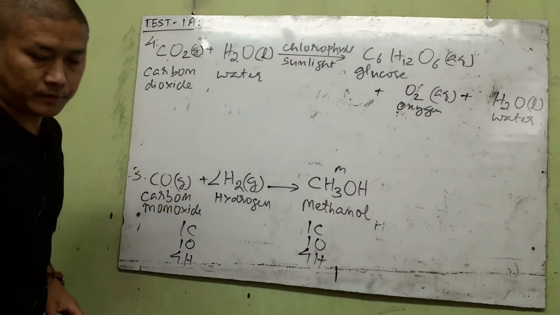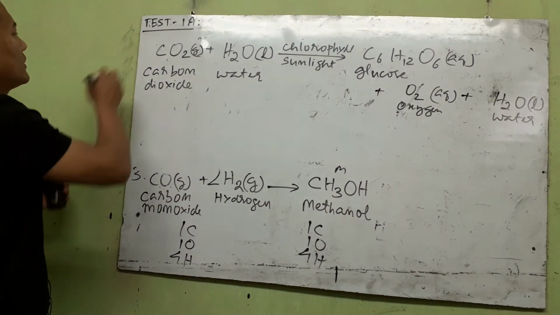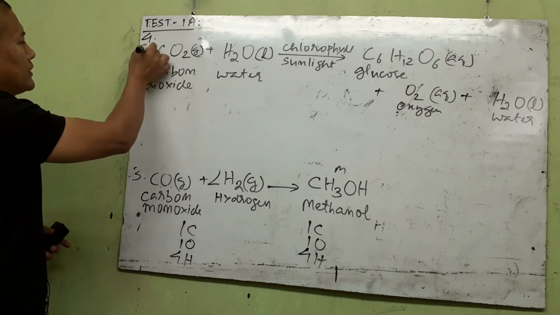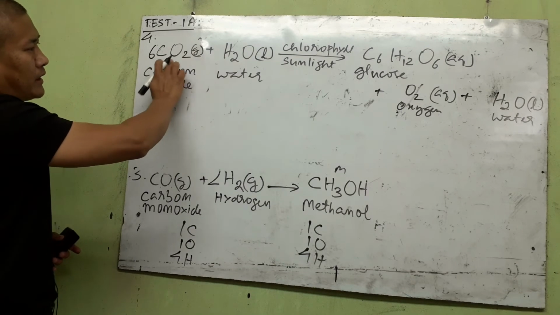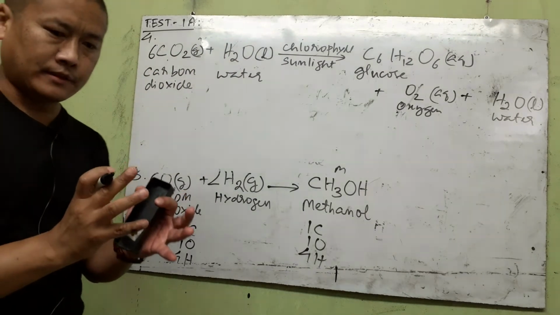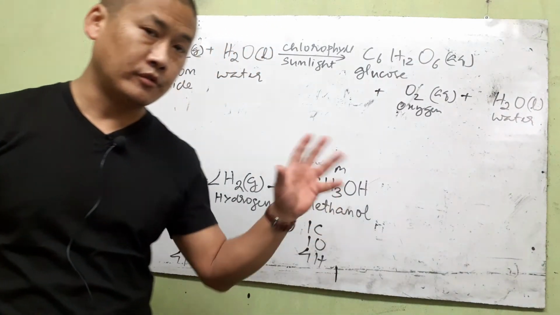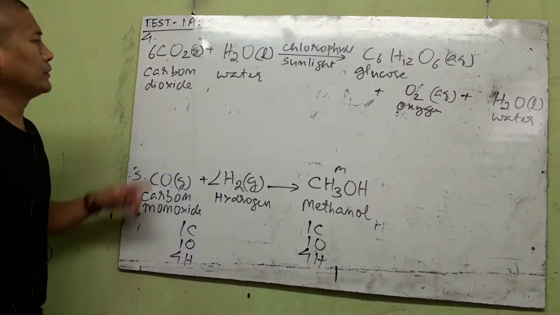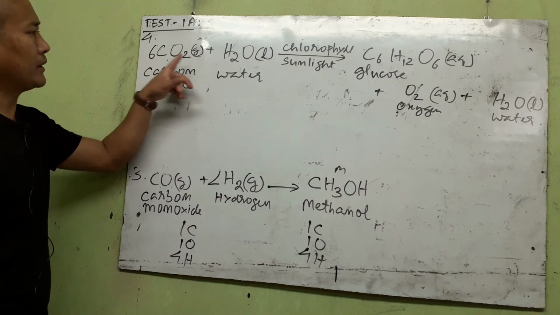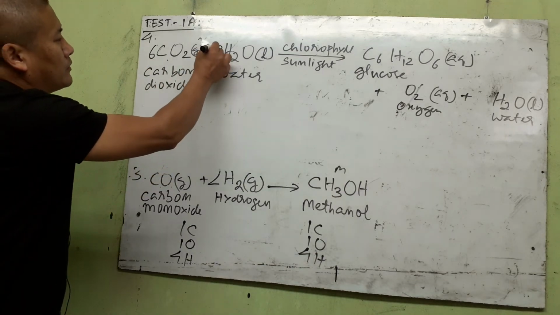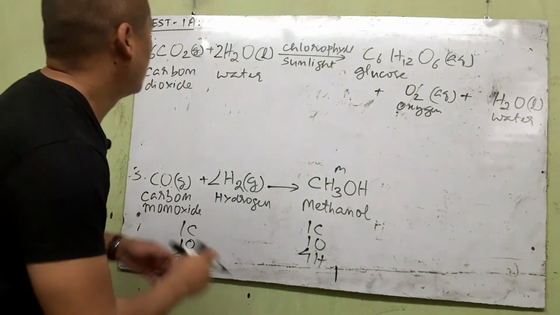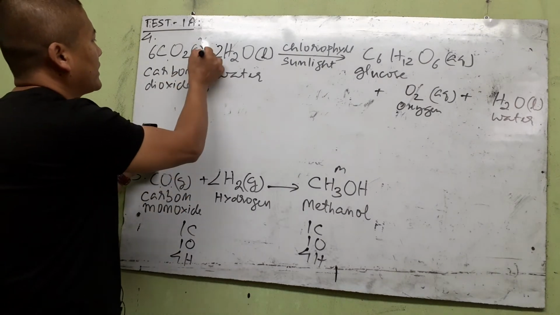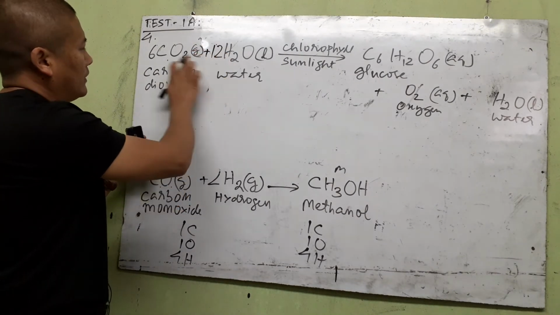So go to your example to make it easy for you. Just remember that in photosynthesis, there are two reactants, carbon dioxide and water. The green plants take these two reactants and produce glucose, oxygen, and water. So remember, reactants are 6 carbon dioxide and 12 molecules of water, okay, in photosynthesis. So memorize this or keep it in your memory that this is balanced.